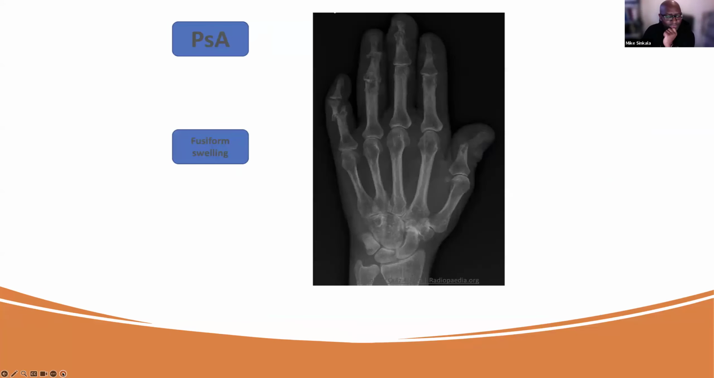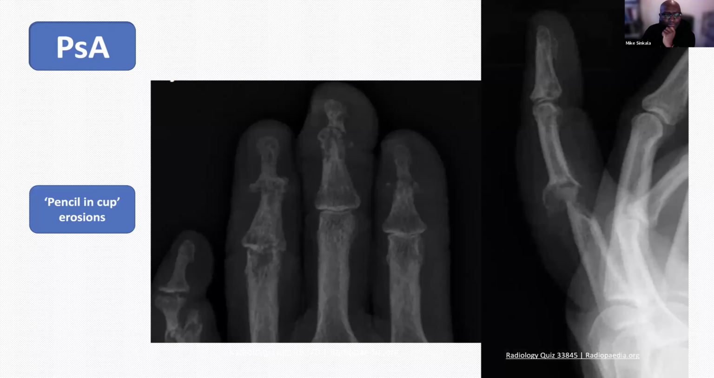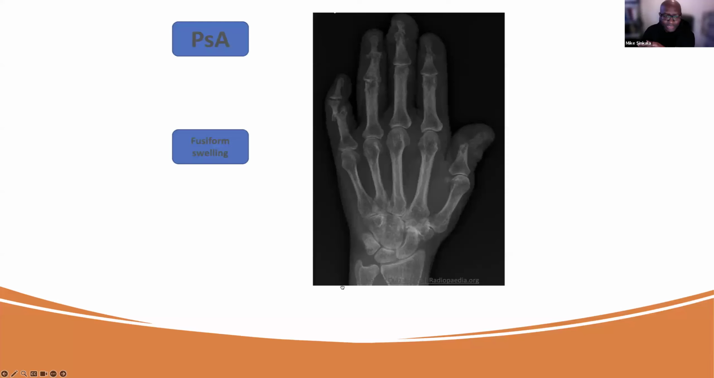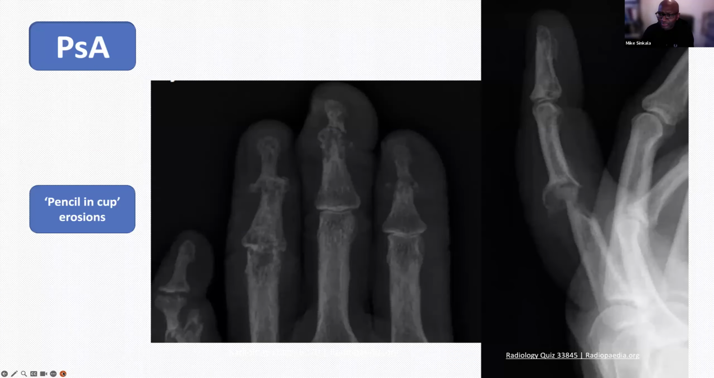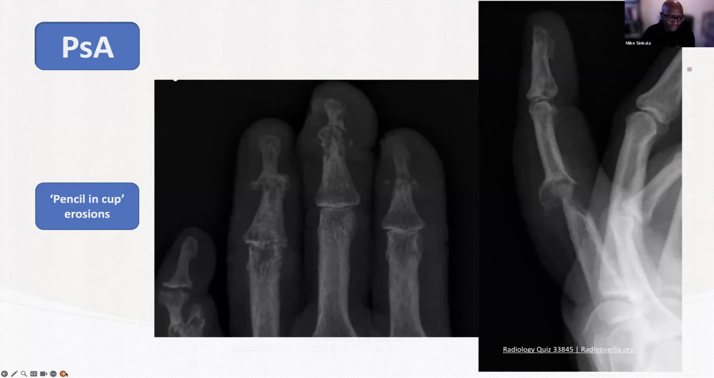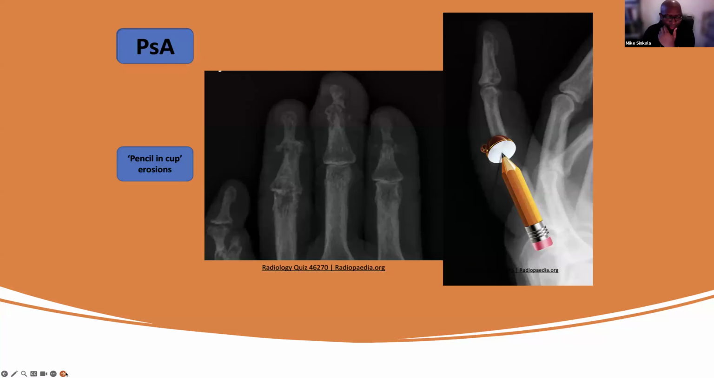Okay. That is the pencil and cap formation or erosions. We can see there is actually penciling of that joint. There is actually penciling of this joint, pencil and cap formation here. All these are features of psoriatic arthritis. Okay, there we go.